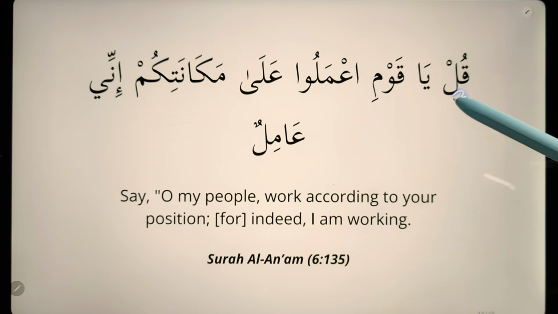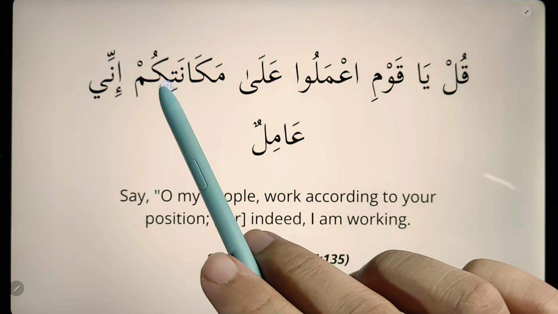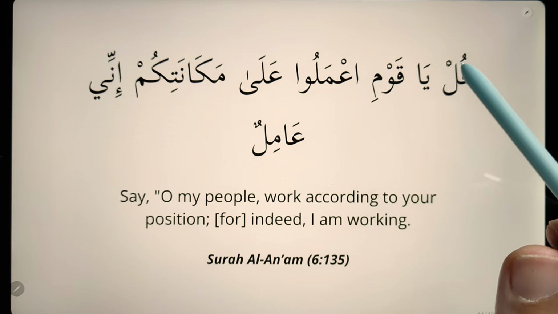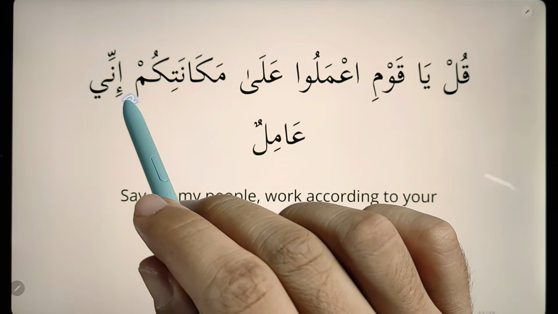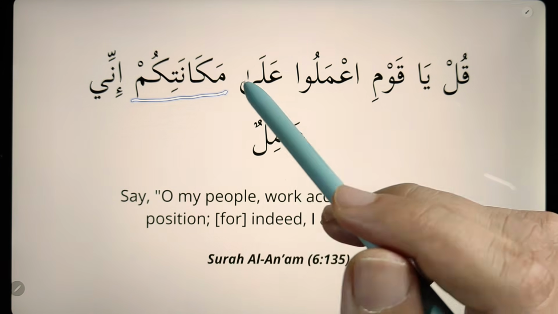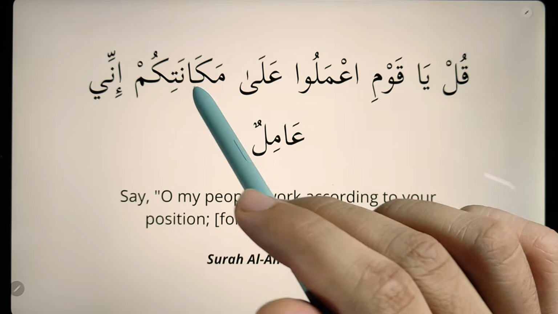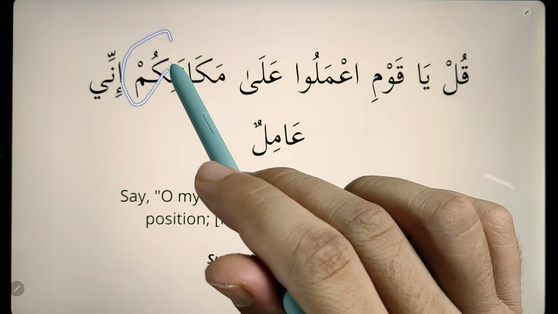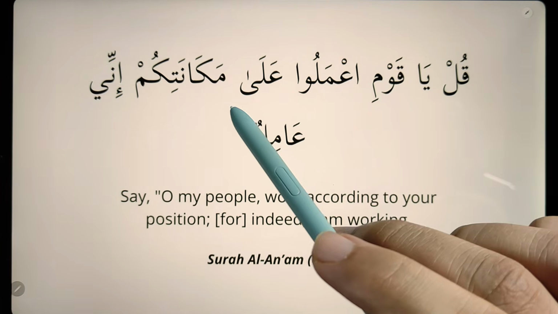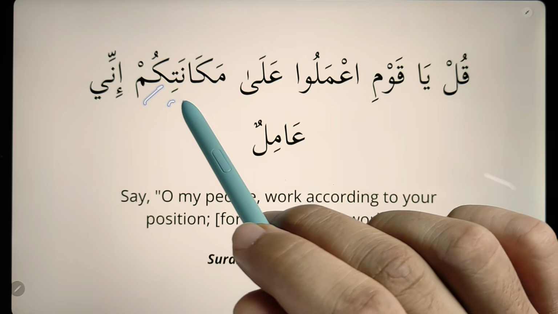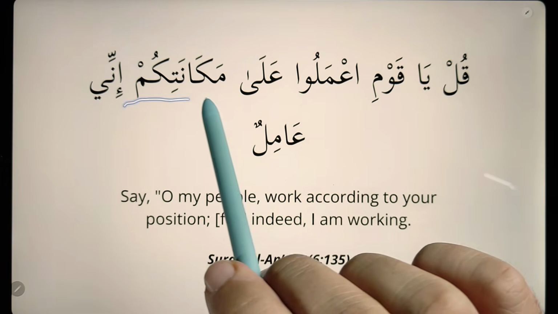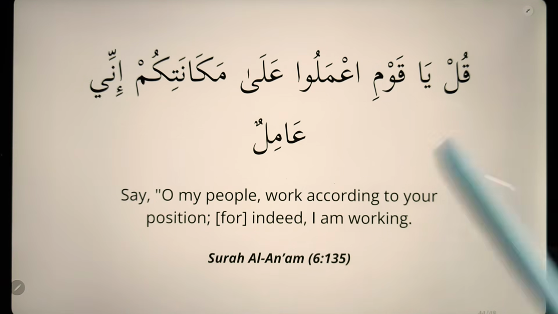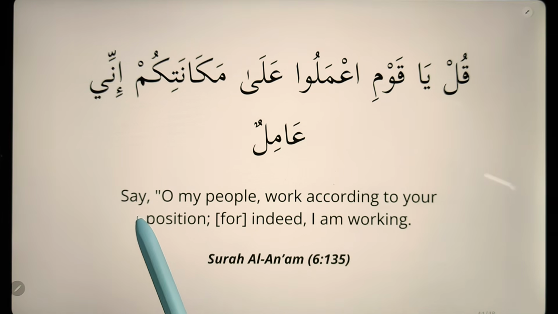The next example, قُلْ يَا قَوْمِ اعْمَلُوا عَلَى مَكَانَتِكُمْ إِنِّي عَامِلٌ. The word here is مَكَانَتِكُمْ, which means your rank or your position. If you remember, we already spoke about kum that comes at the end of the noun. It means your. So the word actually is makanat, which means rank or position, and makanatikum means your position. The whole ayah means, say, O my people, work according to your position, for indeed I am working.